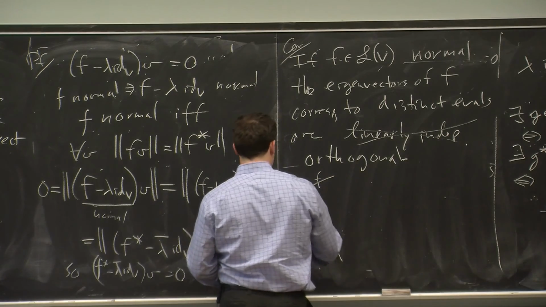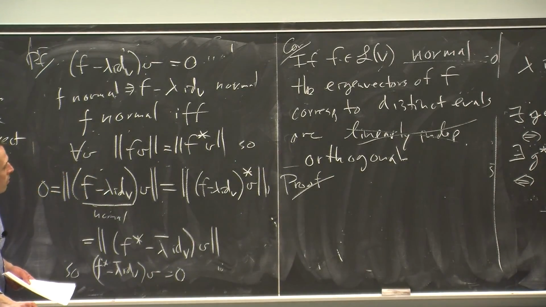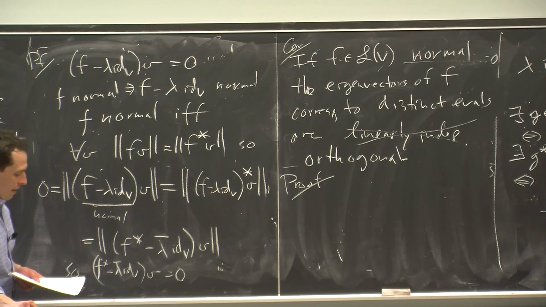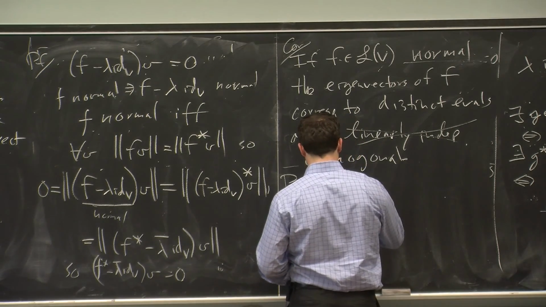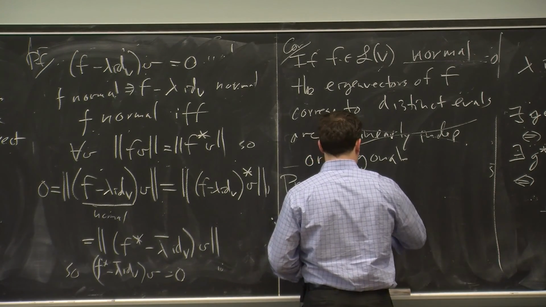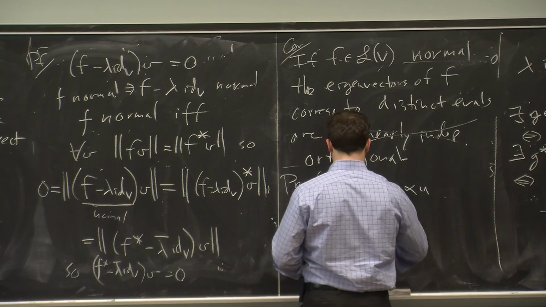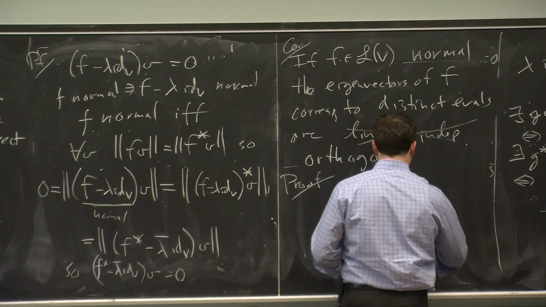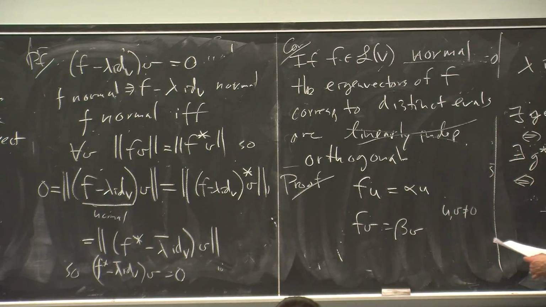Proof. To do the proof of this, we only have to compare two eigenvector-eigenvalue pairs. So suppose I have two pairs: f of u is alpha u, and f of v is beta v, with u and v non-zero.